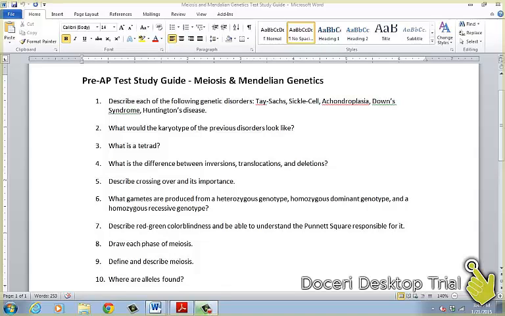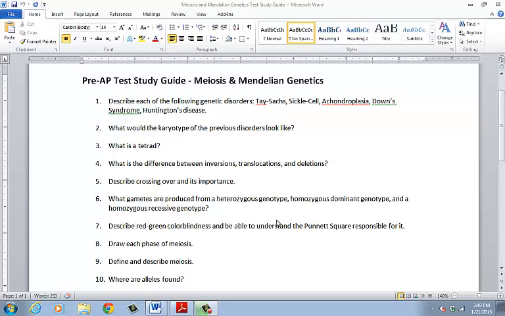You want to be able to talk about the genetic disorder and what is Tay-Sachs? What would it look like in its karyotype? What causes it? And so you want to know the details. We're not talking about geneticists, but you need to know that kind of stuff, like Down syndrome, trisomy 21. If you're looking at a karyotype, let's just use Down syndrome as an example, you're going to see 3 chromosomes at chromosome 21. Something very simple as we look at the karyotype.